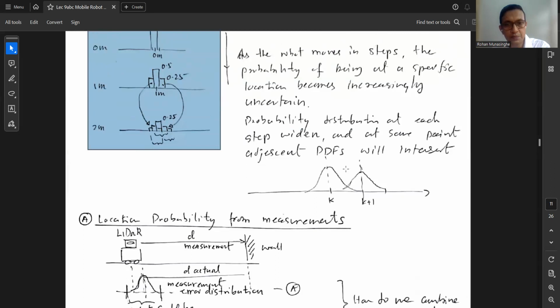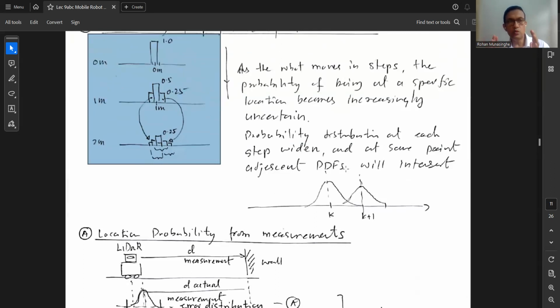Now, this happens if you continue with your vehicle model without looking at your sensors, what the sensors tell you, right? Remember the probability distribution, how it advances from 1 meter, 2 meter, 3 meter, like that. So it's entirely based on your vehicle model, your wheel encoders, right?